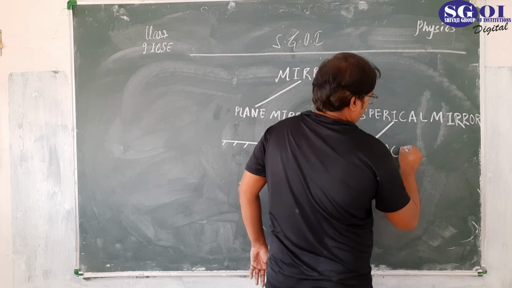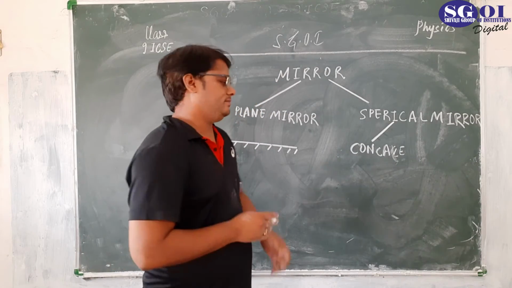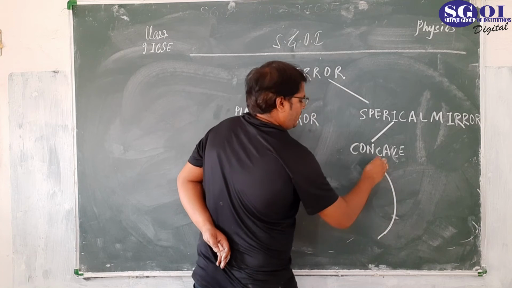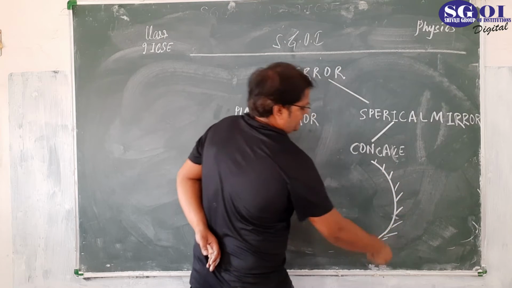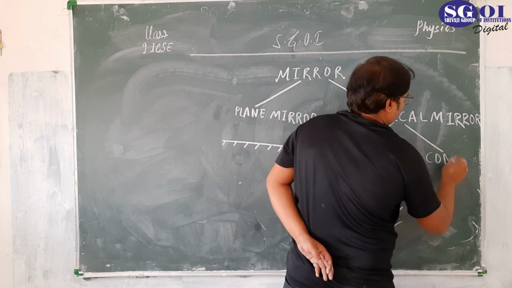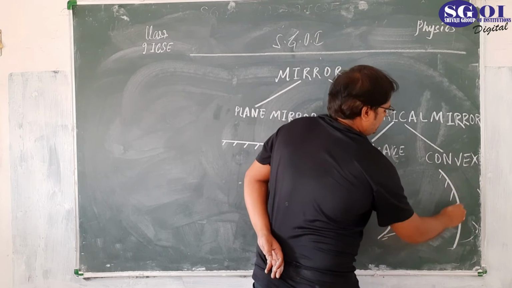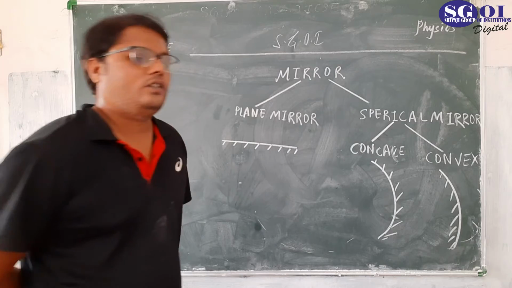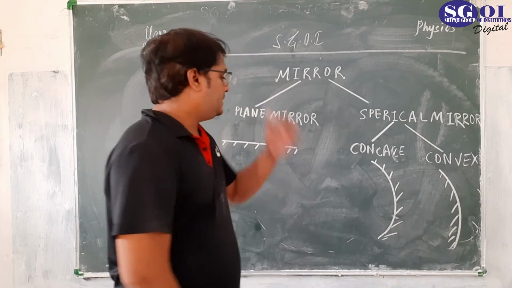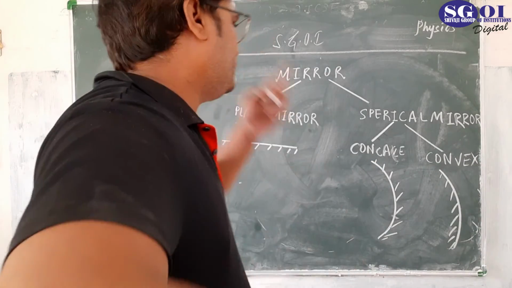Do you remember? What did I tell you? Which side is polished in the case of concave mirrors? Yes. The outer side is polished in the case of a concave mirror. Second is convex, and the inner side is polished in the case of a convex mirror. So these are two basic spherical mirrors, and we have to learn a lot of terminology related to these mirrors. Let's go further.